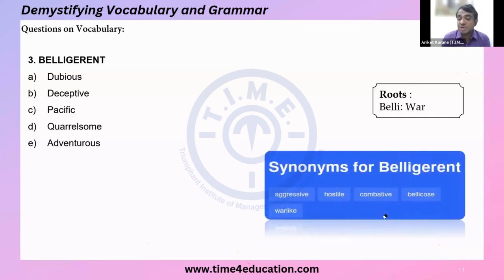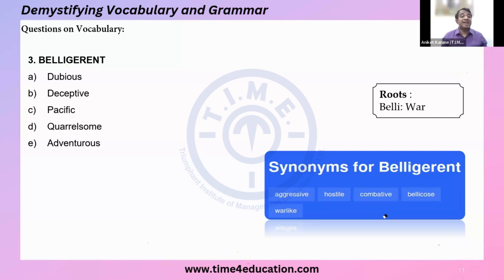So what are other synonyms of belligerent? You can have aggressive, hostile, combative, bellicose, warlike. Bellicose is a term associated with Spartans. If you know the people who were called Spartans, they were very eager to fight, very eager to take over the world. So these guys were always bellicose.